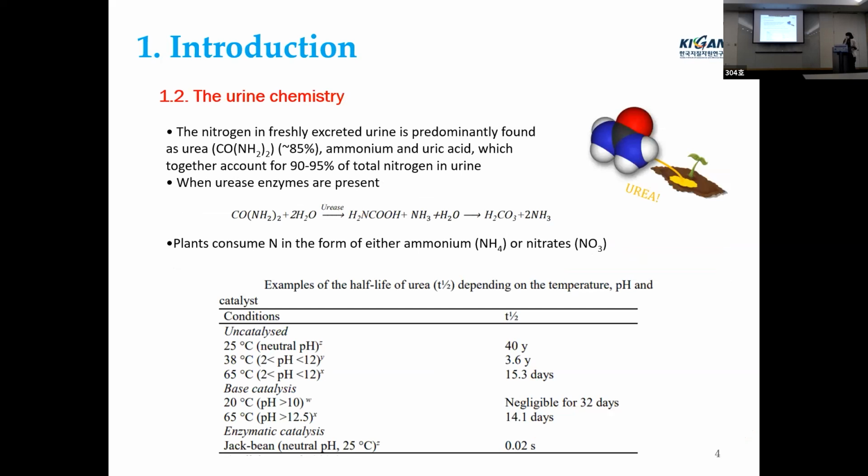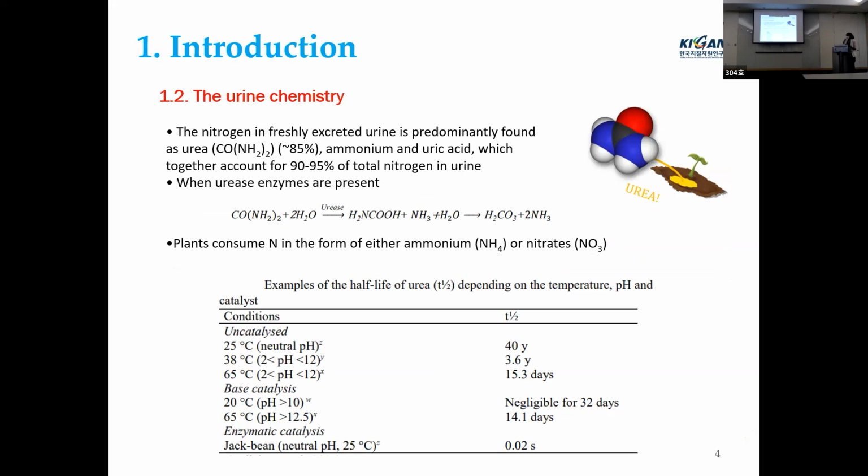In urine chemistry, the main component, as I told you earlier, is urea, and we have to keep that one. Over time, urea can be hydrolyzed because of different enzymes in the urine or in our toilets. And then there is a half-life of urea.